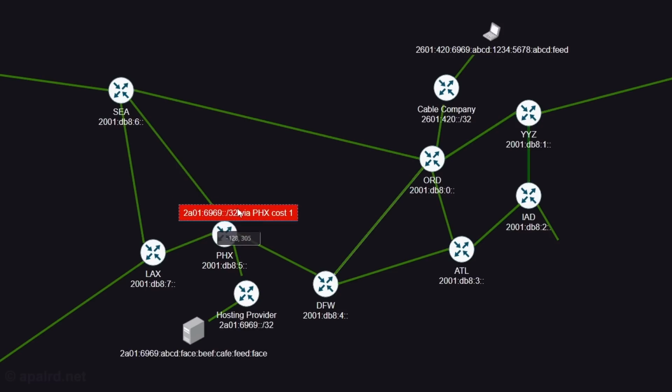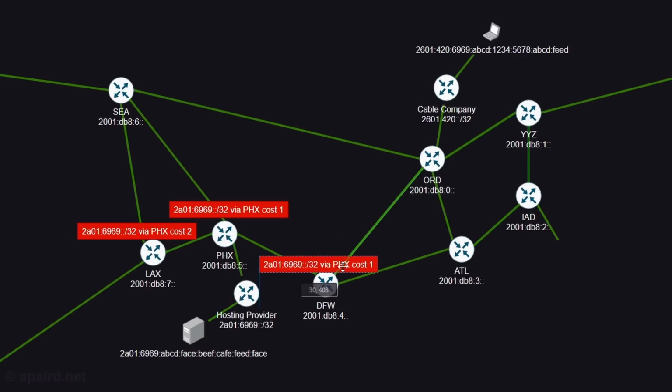So I'm going to fill in this routing table of all the different possible routes to this 2AO16969 from each of my routers. So here at Phoenix, it has cost 1. So over at LAX, it would have a cost 2 via Phoenix. And at DFW, it would also have a cost of 2, also via Phoenix. And at Seattle again, you have cost 2 via Phoenix.